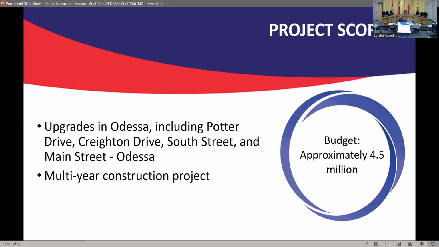So what's included in the project? There's upgrades in Odessa to Potter Drive, Creighton Drive, South Street, and Main Street in Odessa. It will be a multi-year construction project, as I said, completed in December 2025. And the budget for the project is approximately $4.5 million.